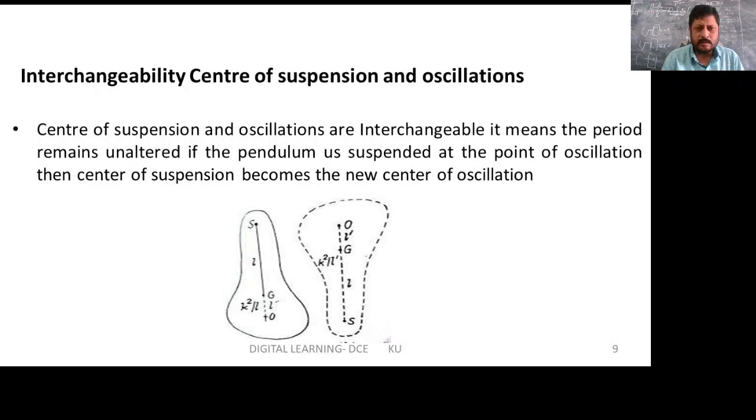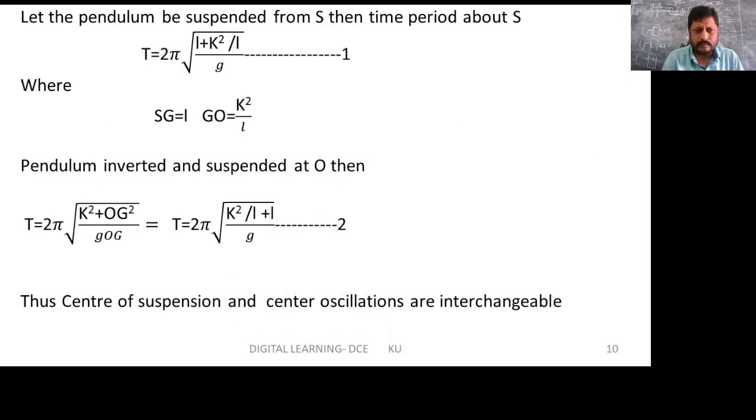The interchangeability of center of suspension and oscillation. The center of suspension and oscillation are interchangeable. It means the period remains unaltered if the pendulum is suspended at the point of oscillation, that is, the center of suspension becomes the new center of oscillation, or vice versa. The time period remains the same.